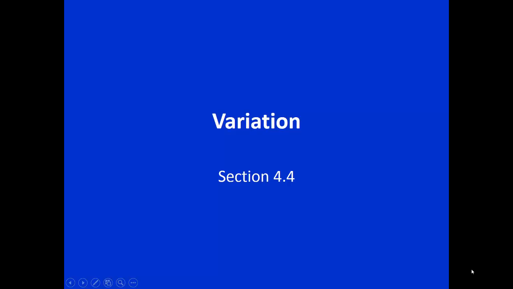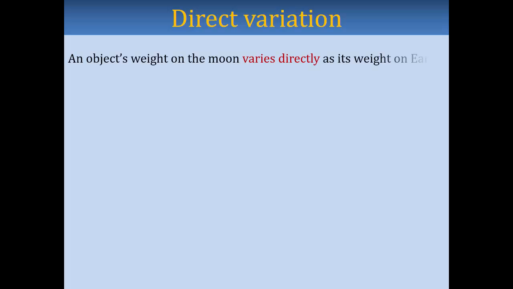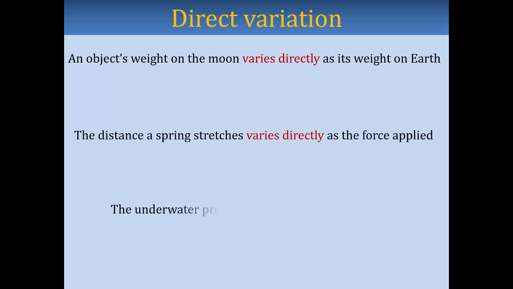Last section of Chapter 4, we're looking at a topic that is very closely tied to science classes. You'll see this in many of the examples, and that's variation. There are two kinds of variation. Direct variation is when one thing gets bigger, the other one gets bigger. One thing gets smaller, the other one gets smaller. They are directly related. Now here are some examples of things in nature, in science, that are directly related.